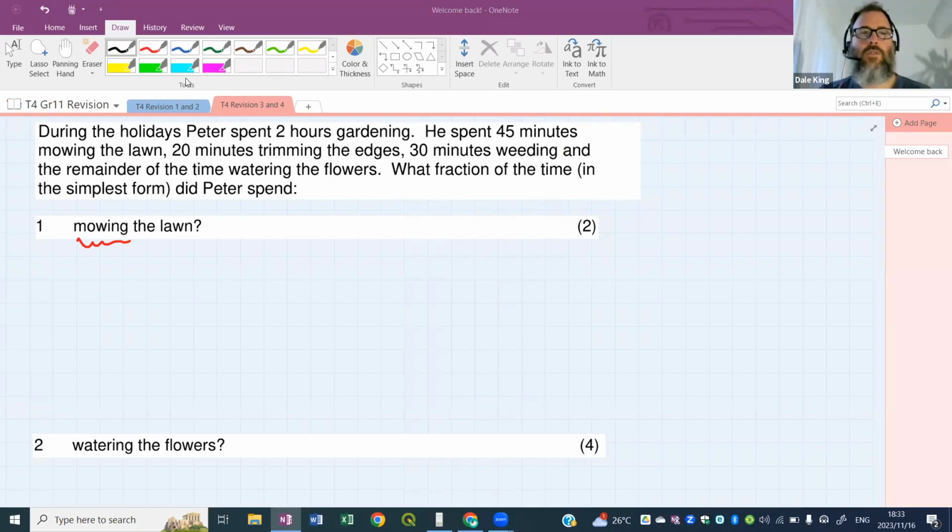Sorry, guys. I'm sure you're very tired. But we've got 25 minutes left, so let's try to do as much as we can in preparation for your final exams that are coming. So what fraction of this time did he spend mowing the lawn? We have 2 hours in total, and mowing the lawn was 45 minutes.